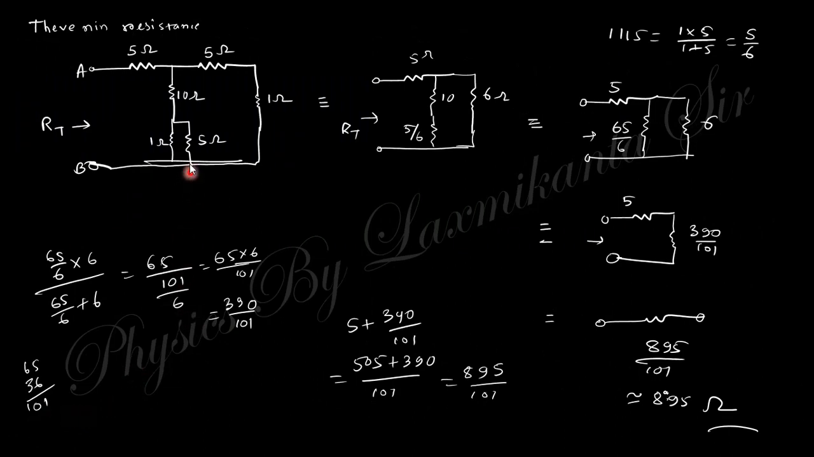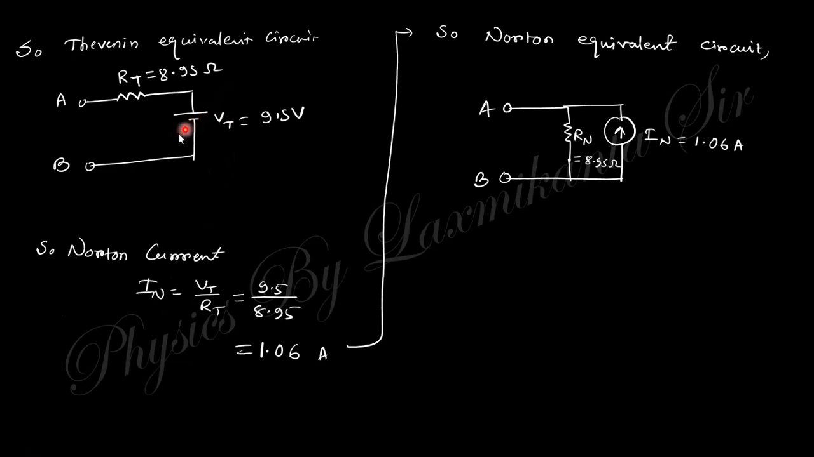What is the Thevenin resistance? For Thevenin resistance, this voltage source is replaced by its internal resistance. So if you just take these two in parallel, it will be 5 by 6, and these are in series with 5 by 6, and these two are parallel again, and this is in series. So finally we get the Thevenin resistance. So this will be the Thevenin equivalent circuit, with Thevenin voltage and Thevenin resistance. Okay, this is the Thevenin equivalent circuit.